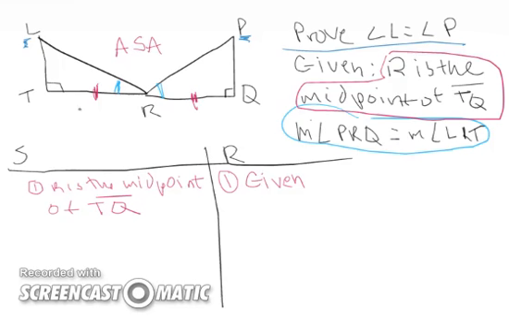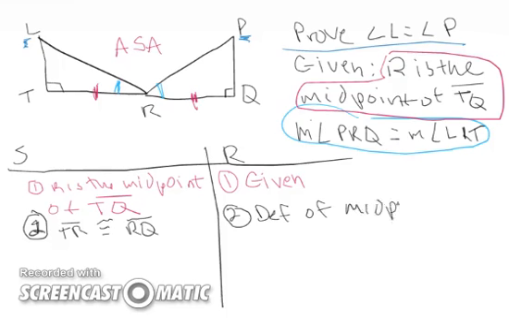Okay, what does this tell me? This tells me that TR is congruent to RQ. So my statement 2 is that segment TR is congruent to RQ. And I know that by the definition of a midpoint. Now, whenever I get something for that, I just proved a side was congruent, so I'm going to put an S here. That means I've already checked off that I got the S done.